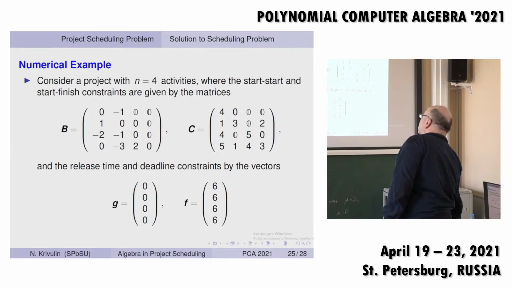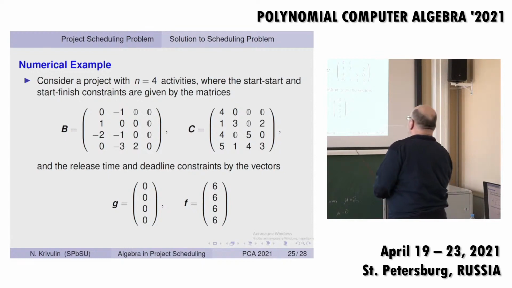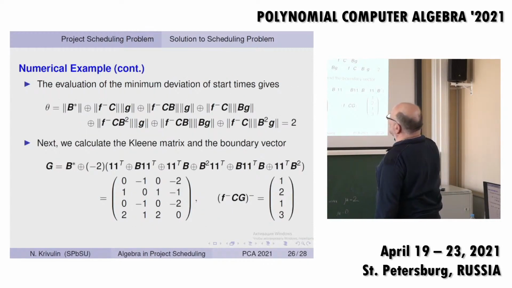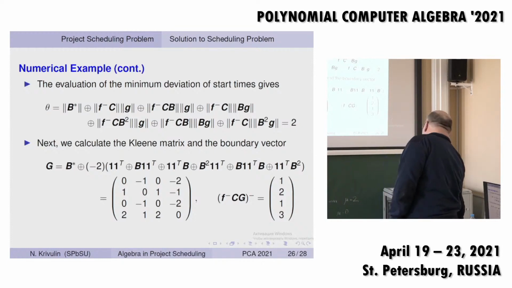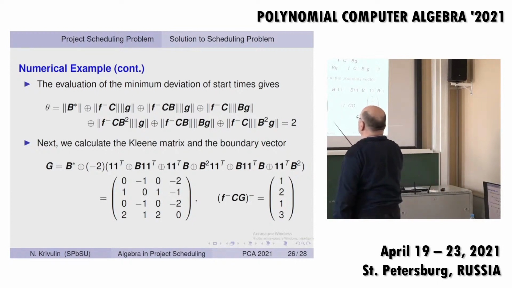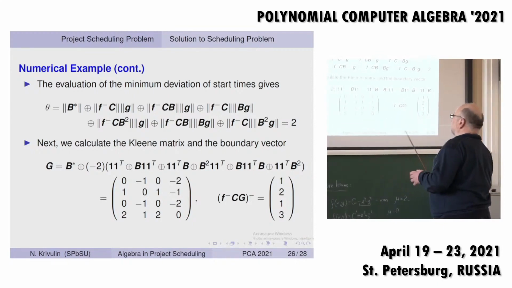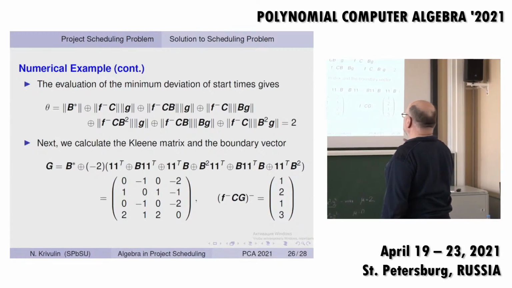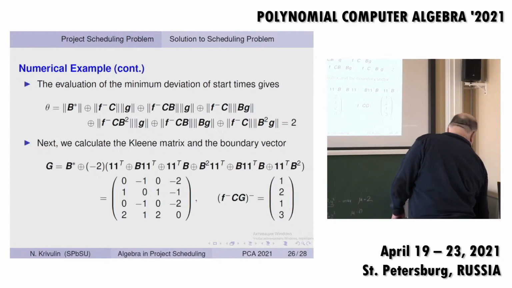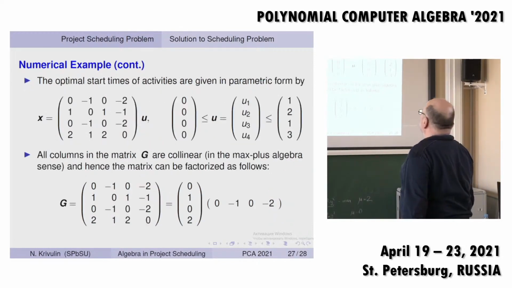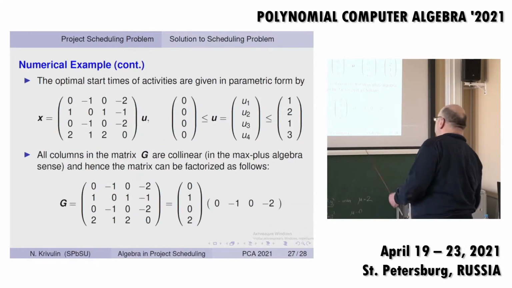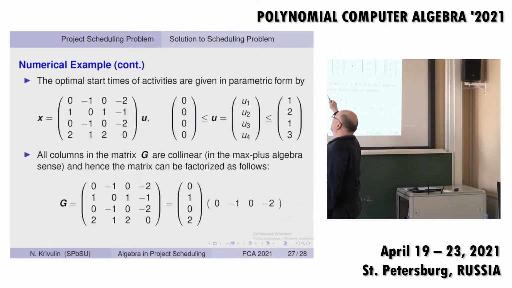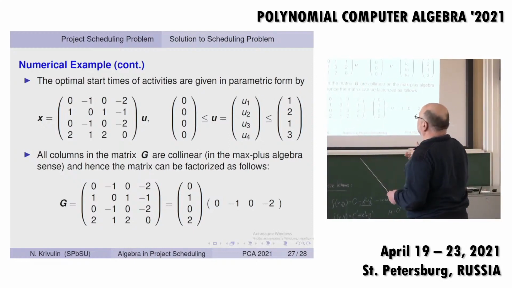For instance, for the problem of dimension 4, we can define our matrices and vectors in such a way. After that, we can use our formula to calculate the minimum of the objective function theta. We have 2. After that, we can calculate the matrix G, which is used instead of the Kleene star in the final expression. Finally, we have the solution in this form, and this is a matrix which generates solutions. Its columns generate the solution.